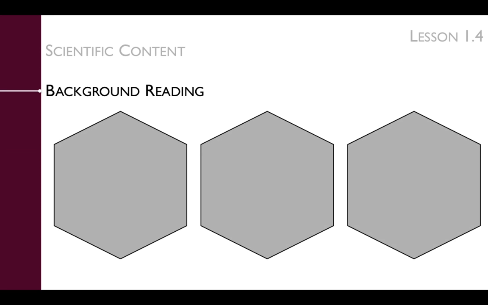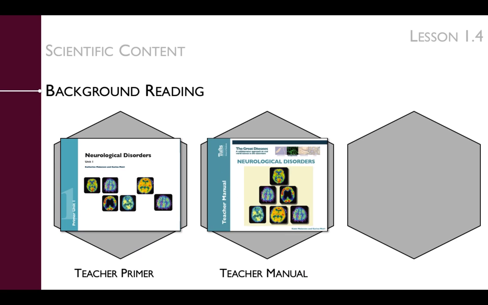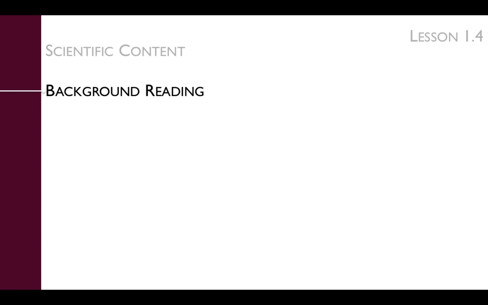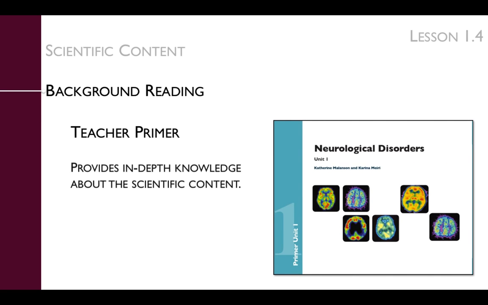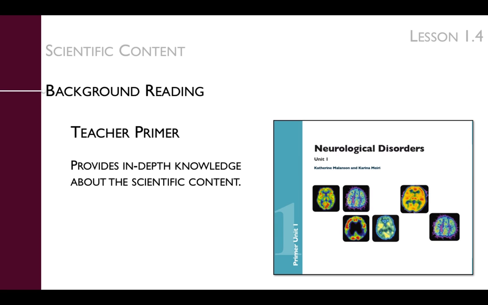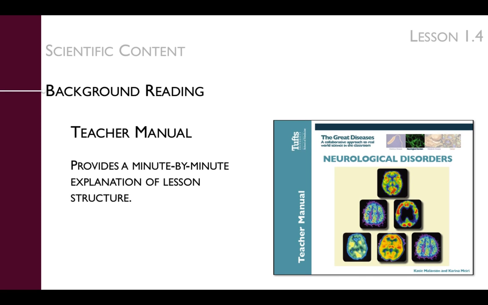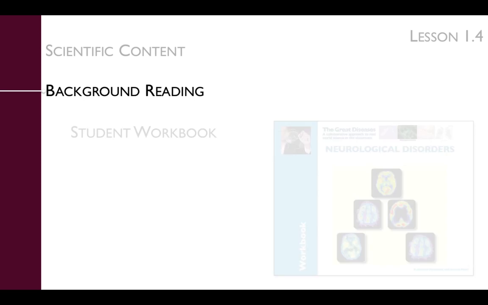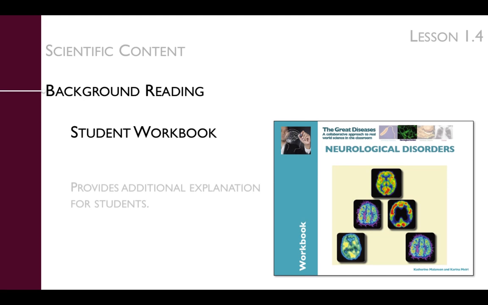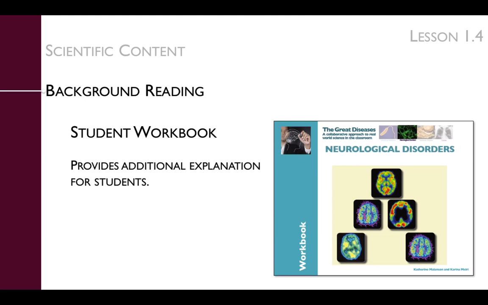You can review the scientific content in the background reading provided to you in the teacher primer, the teacher manual, and the student workbook. The teacher primer provides in-depth knowledge about the scientific content presented in the lesson. The teacher manual or lesson plan provides a minute-by-minute explanation of the lesson structure, including instructions on how to manage the discussion and activity. And the student workbook provides additional explanation for students.